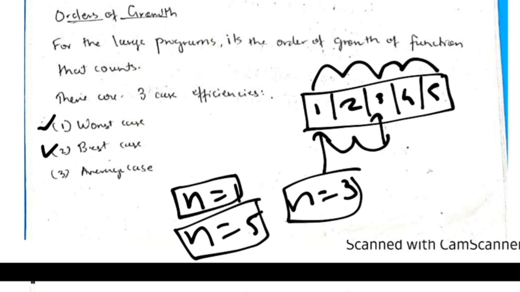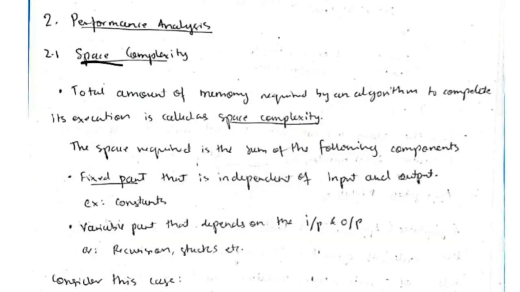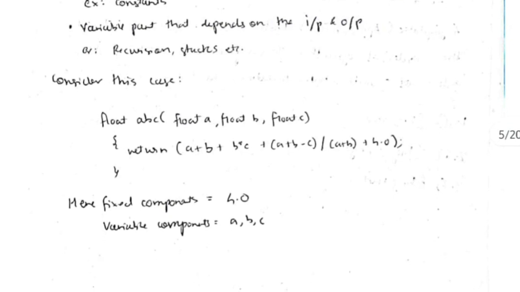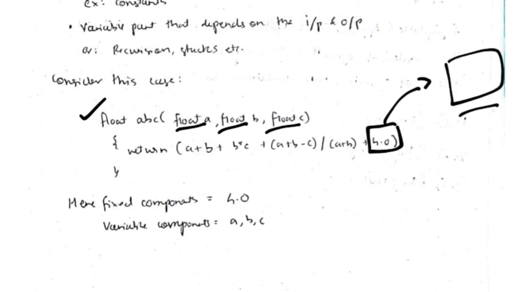Coming to performance analysis, we have two things: space complexity and time complexity. Space complexity means how much memory is required by our algorithm to complete its execution. For example, in this function, the variables are float a, float b, and float c, and the constant part is 4. For the 4, the memory is fixed, it's constant, and how much more memory is required depends on the values of a, b, and c.